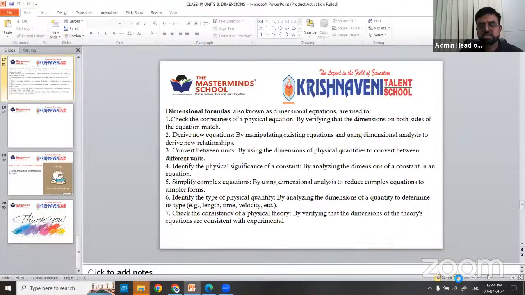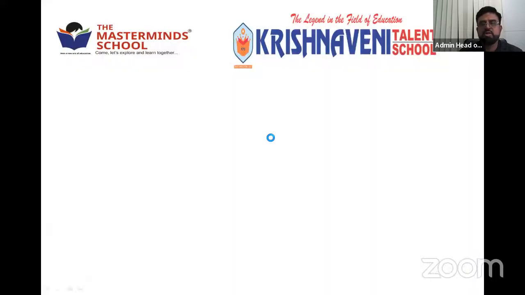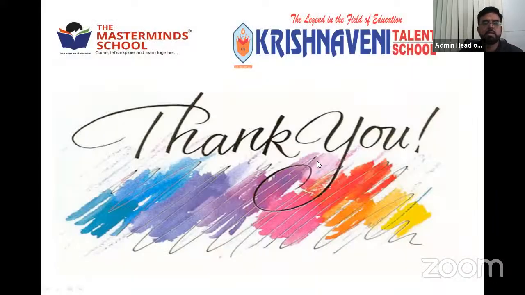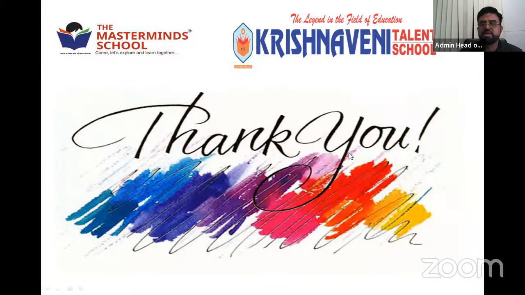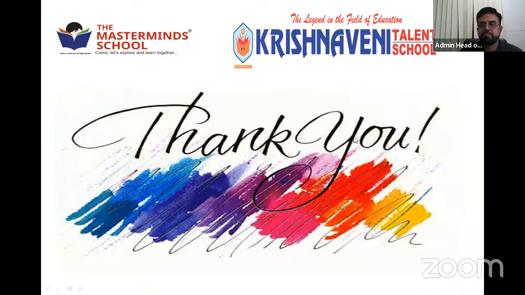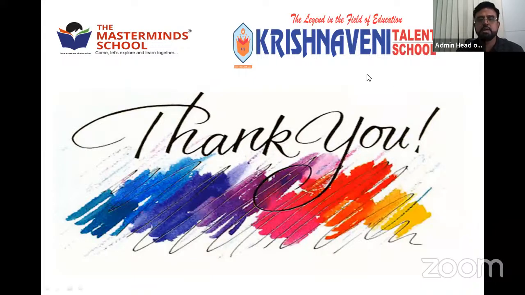So that's all for today. We completed the complete units and dimensions chapter with a few of the worksheets. Remaining worksheets we'll try to complete in the next class. You can practice this for the exam. This is a DPP, daily practice problem. DPP is practice for the monthly test, Monthly Test 1, which is scheduled on 1st August. Right? Clear, all of you?